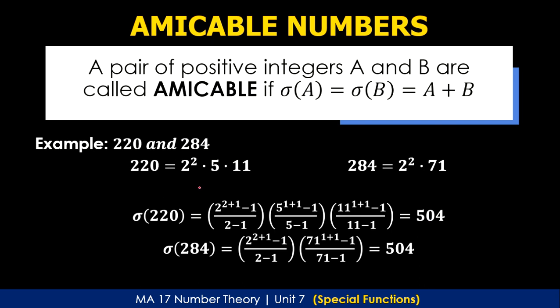In this case, if we apply again the sum of the positive divisors, that's 504 for 220, and for 284, still that's 504. And if we add 220 and 284, we'll have 504. So as you can see, this is still true for this definition. Therefore, we can say that a pair is amicable numbers if, given integers a and b, the sigma of a is equal to the sigma of b, and it is equal to the sum of a and b. Those are what we consider as amicable numbers.